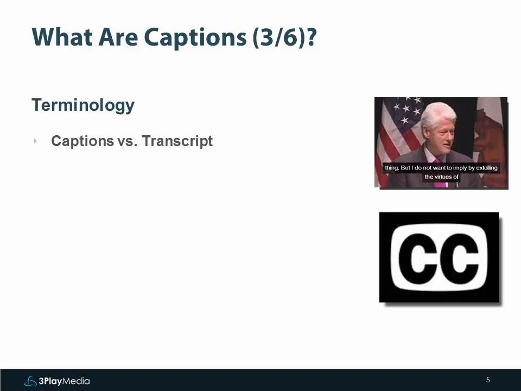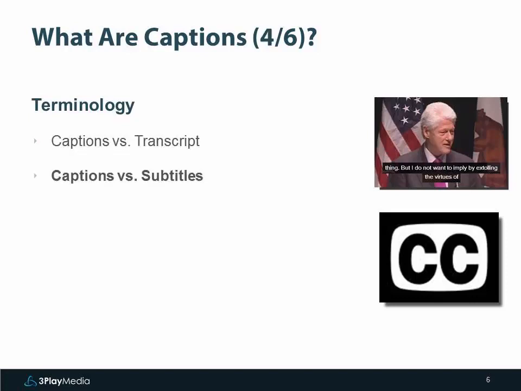From an accessibility, from a legal point of view, captions are required anytime you have moving pictures or video. That even includes, for example, a PowerPoint presentation with an audio track. A transcript, on the other hand, is sufficient in the case where you just have an audio-only program.